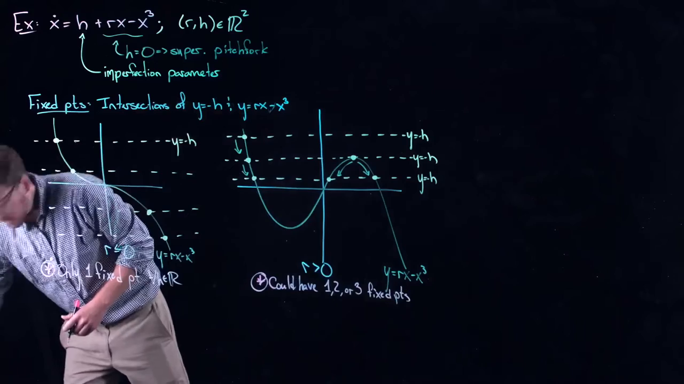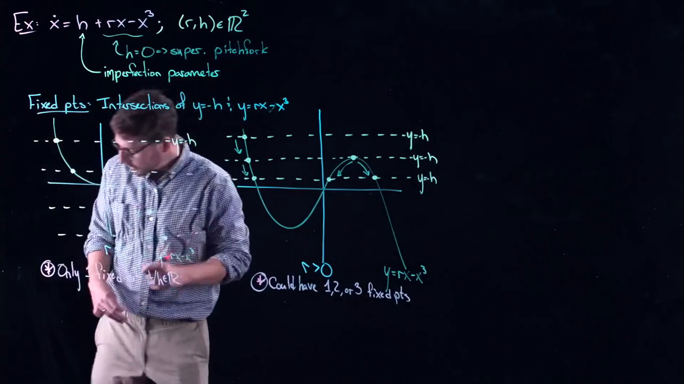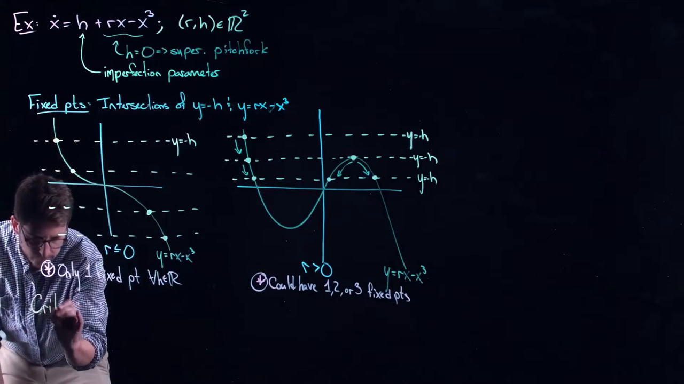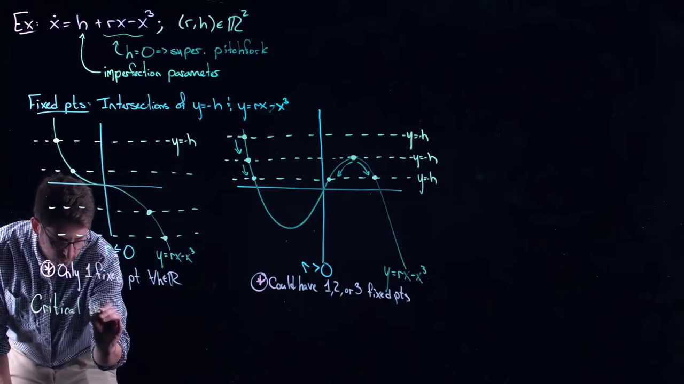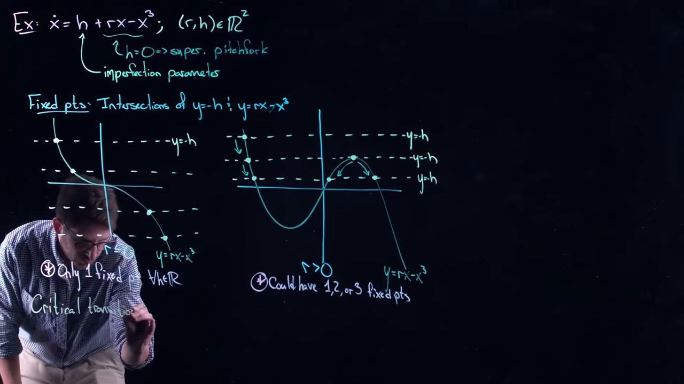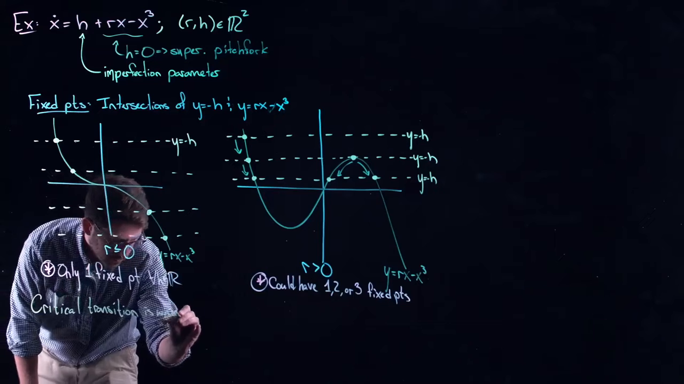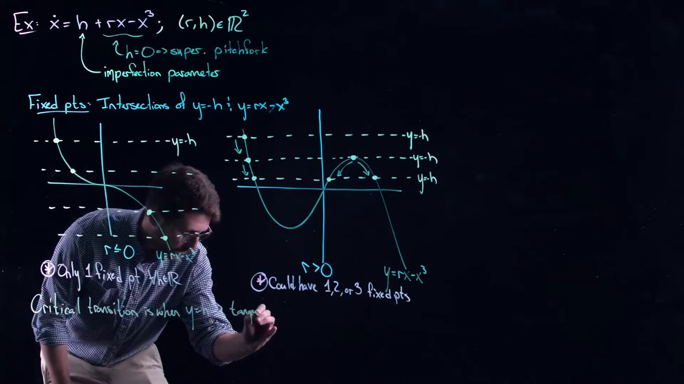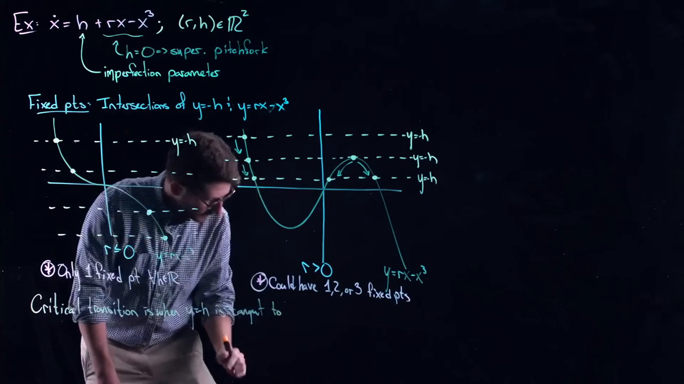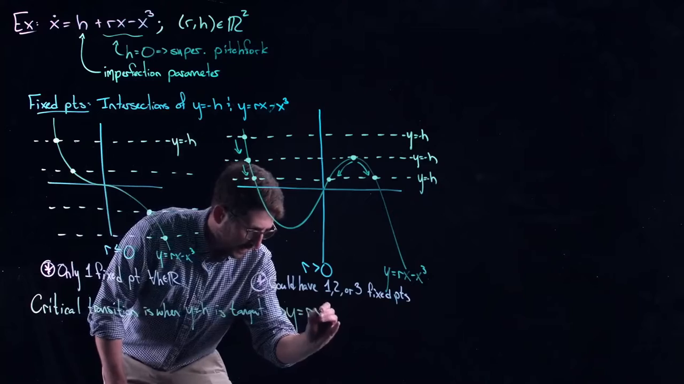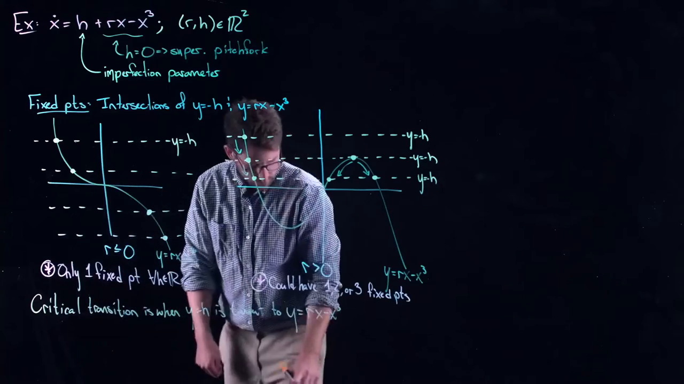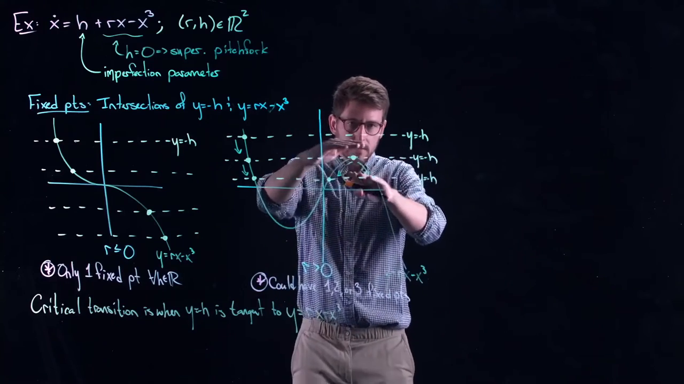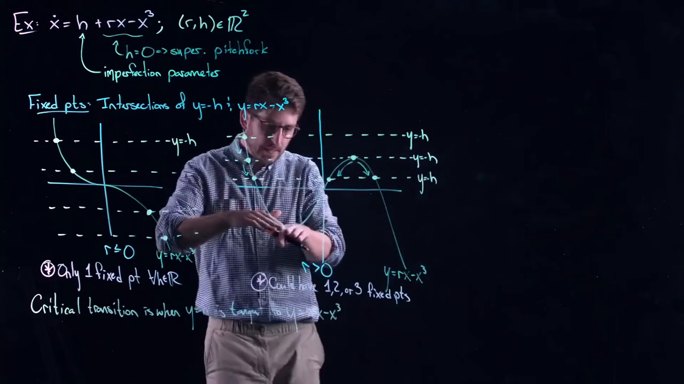And what we can see from our picture is that the critical transition is when y equal to minus h is tangent to y equal to rx minus x cubed. So, how did I get that? It's that just little touching, right? And you'll get the same thing down here.